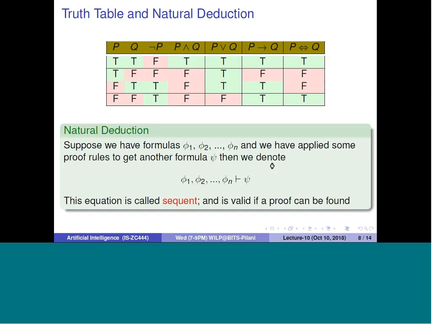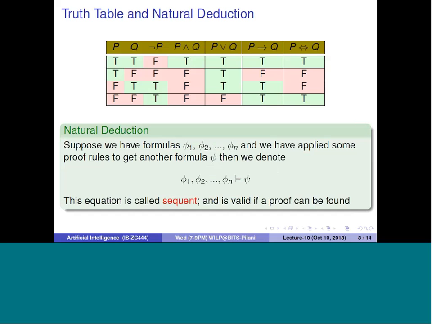All right. So what is natural deduction? This part is a little bit technical. Suppose we have these formulas phi1, phi2, up to phi-n. The formulas mean some sentences or some knowledge. We have this knowledge, and we apply some proof rules to get another formula. What are the proof rules? We'll be talking about that: what are the valid proof rules that you can apply?